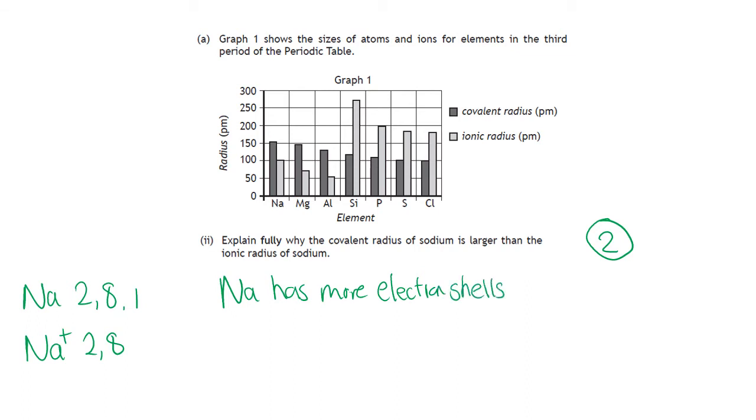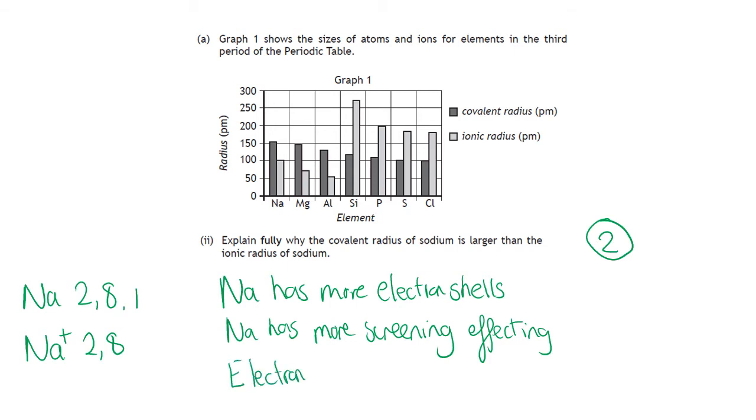What does that mean? It means Na has more screening effect. So you could use the term shielding effect or screening effect. And so electrons less attracted to nucleus, therefore further away.